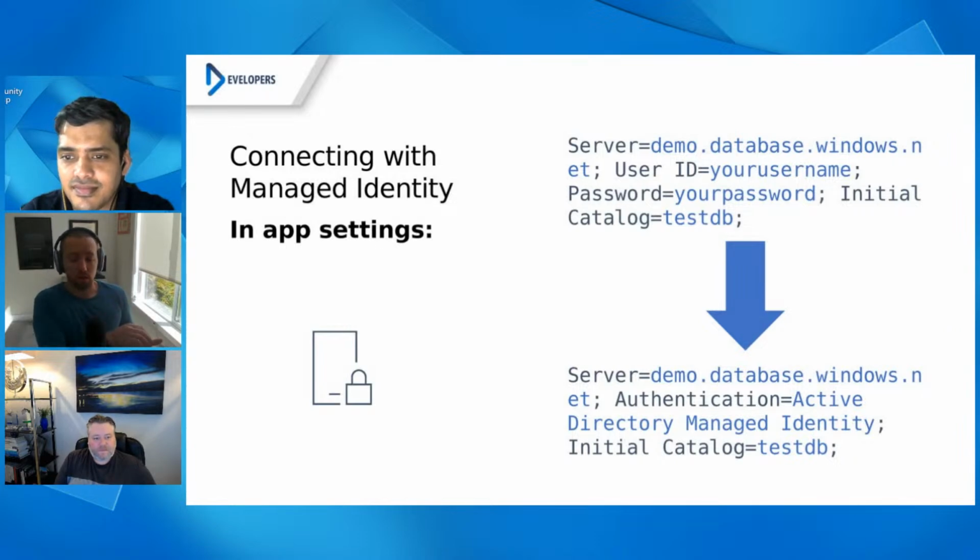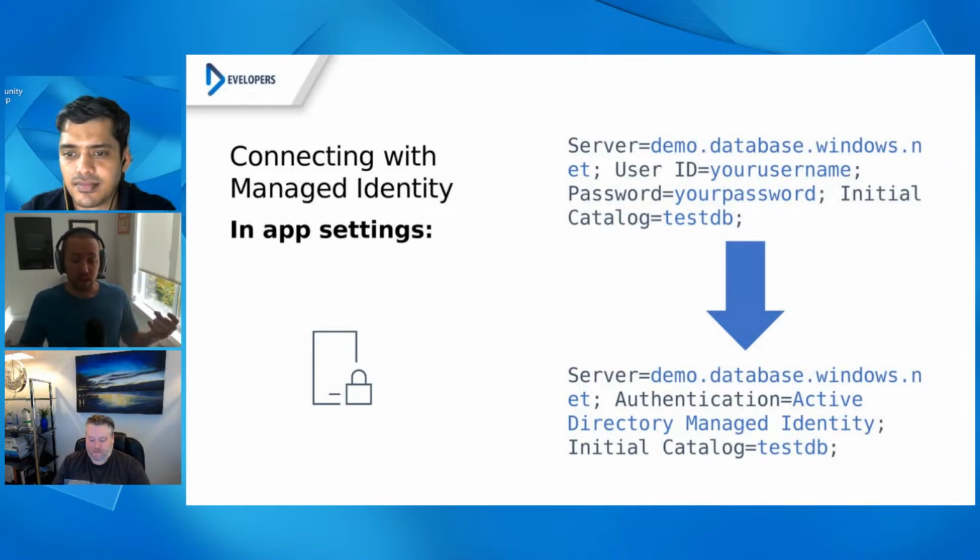The Azure Functions instance itself, its identity gets added to your SQL database as a user, and it says this Azure function has access to read from these tables, or this Azure function has access to write to these tables. And then your connection string is just the server name and the database name, and then that it needs to use managed identity. There's no username and password.